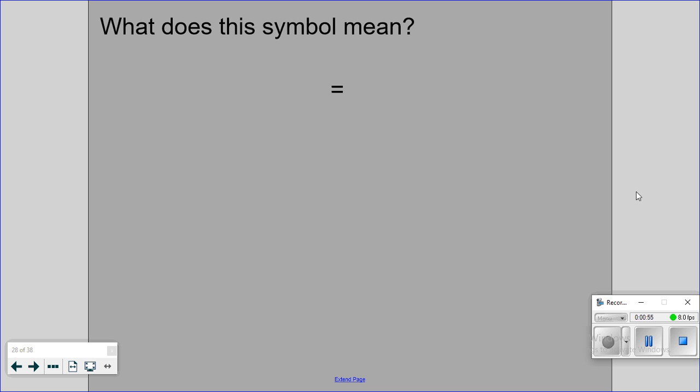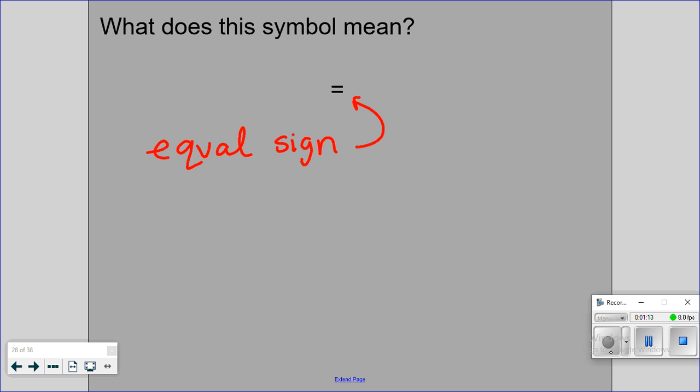It is called the equal sign. That is the name of it. This is the name of this symbol. It is called the equal sign. What does that symbol mean?